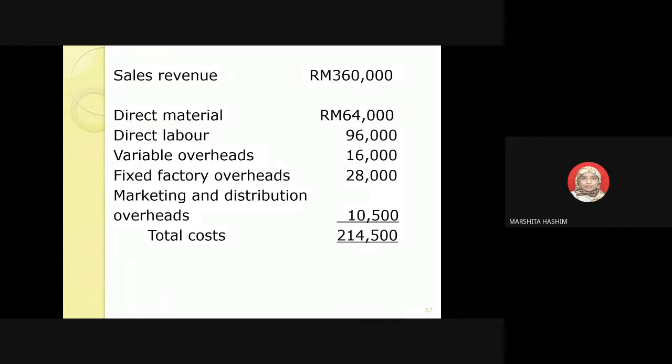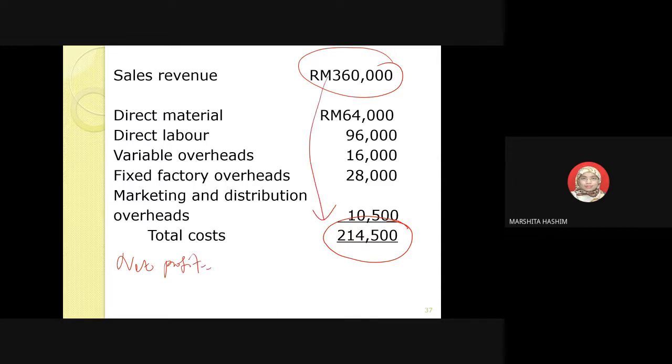They give you sales revenue 360,000, direct material, direct labor, variable overhead, fixed factory overhead, marketing and distribution overhead, then total cost 214,500. Sales revenue 360,000, total cost 214,500. So your net profit, how much? Sales revenue minus total cost, 145,500.